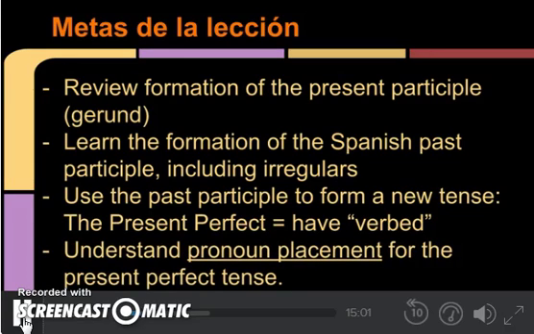And then we will also need to discuss pronoun placement for the present perfect tense. So we need to talk about where reflexive pronouns, direct object pronouns, indirect object pronouns, double object pronouns, all those things, where do they go when we're dealing with the present perfect tense?